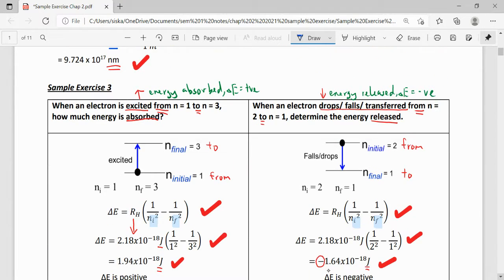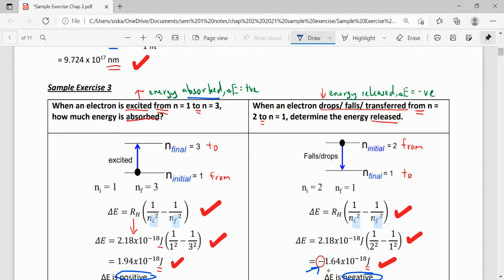Let's look at sample exercise number 3. The one that I want to highlight is actually the sentence. When you see the word excited, you know energy is absorbed. Therefore, the energy is positive. If it drops, falls, or transfers, then it must have a negative sign.